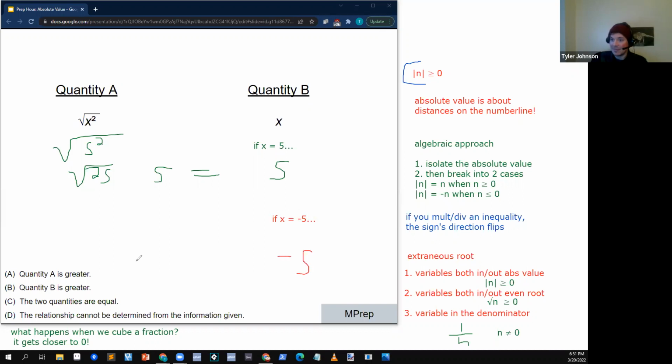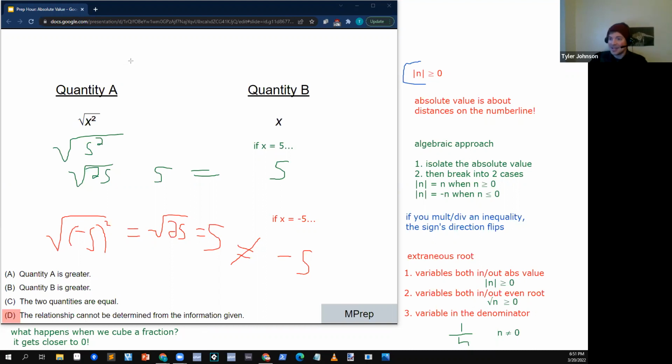quantity B is -5. Quantity A is going to be that -5 squared. -5 times -5 is 25. The square root of that is 5. And then we see these two are definitely not equal. I have a +5 versus a -5. So 2 different relationships. The answer has to be D.